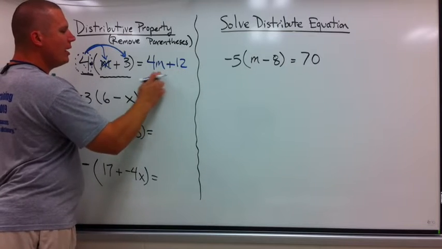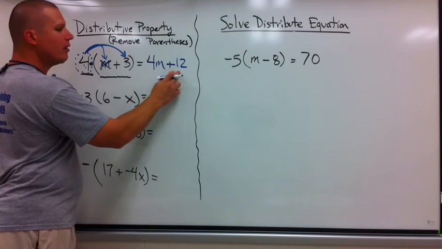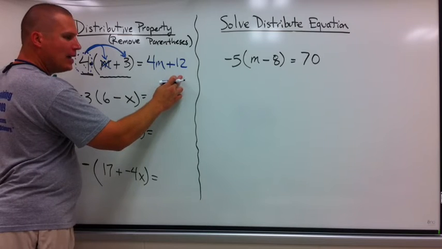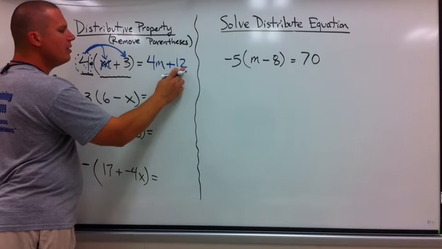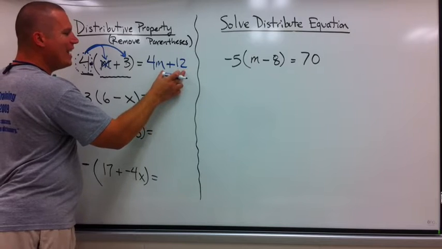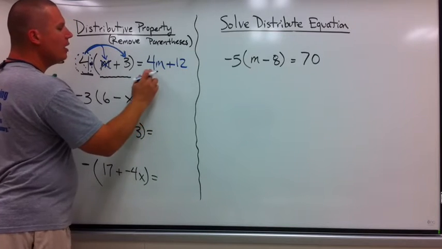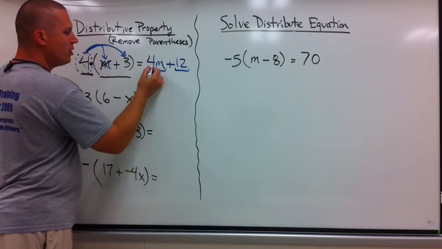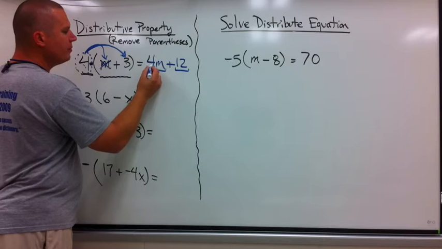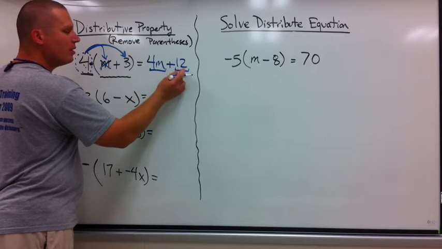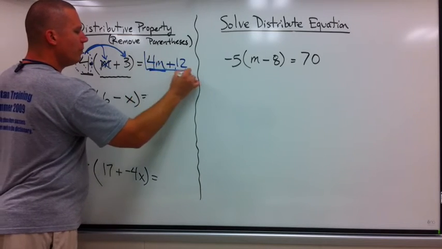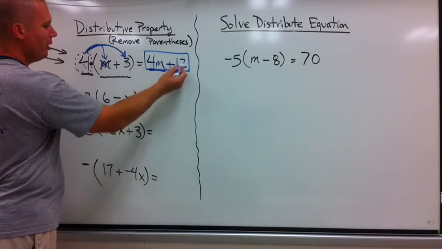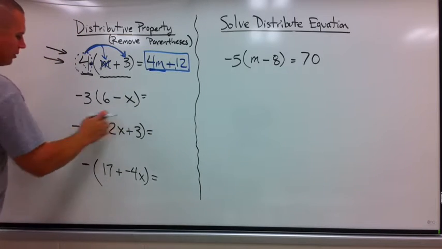Can I add these two items together? Answer? No, I cannot. Because does this have an m with it? No, it does not. So I cannot join these two things together. This is a term because it has a variable and a coefficient. This is a term because it's a plain number. Final response here is 4 times m plus 12. Let's go to the next one.